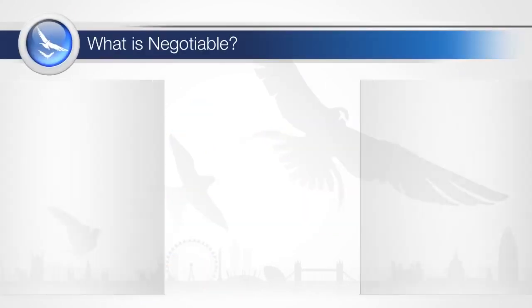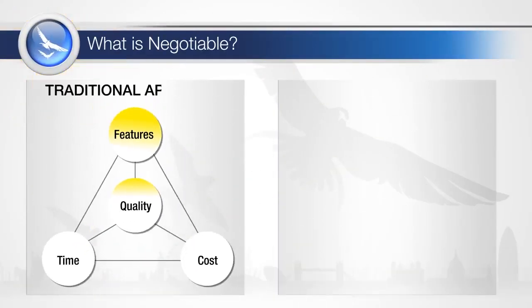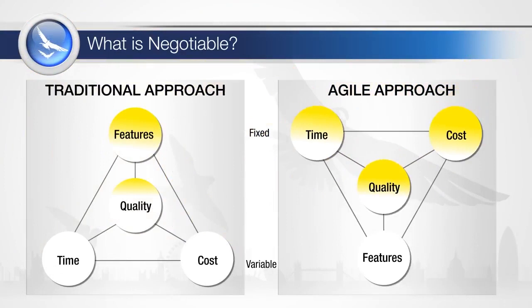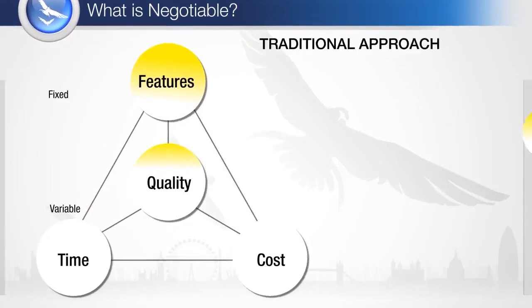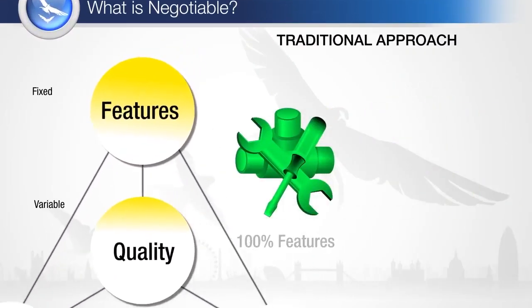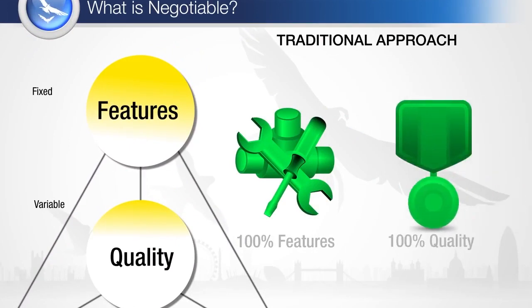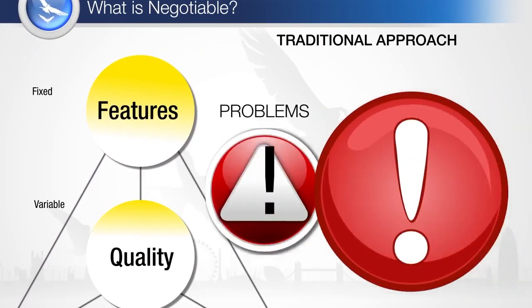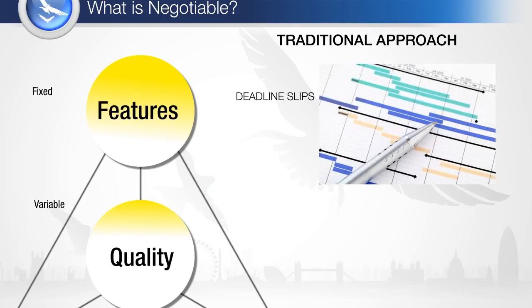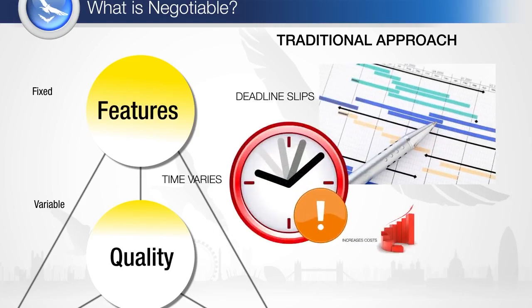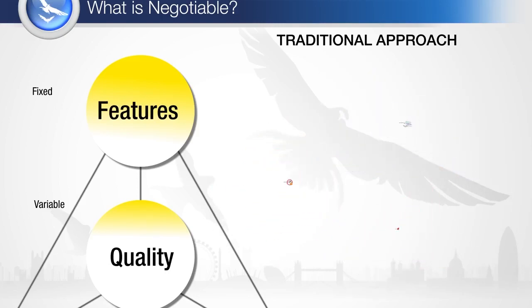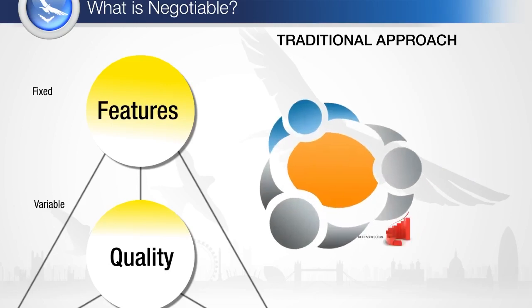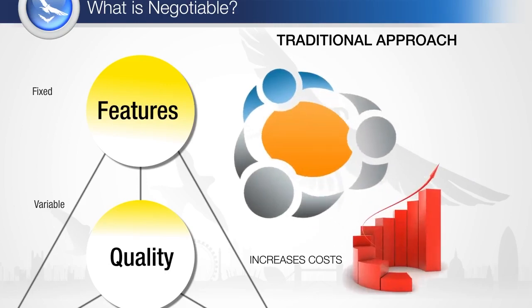This diagram shows the basic difference between a traditional and a DSDM approach. On a traditional project, 100% of the features and full quality are promised at the start. When problems occur, typically the deadline slips, time varies, and this usually increases costs. More people are assigned to work on the project, which also increases costs, and often still results in time slippage as newcomers are brought up to speed.